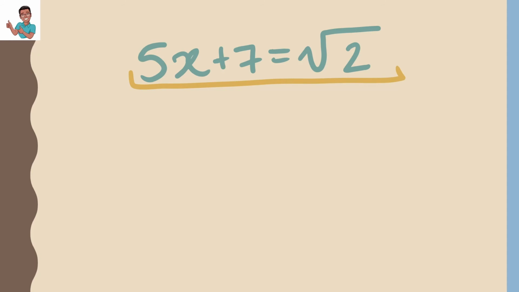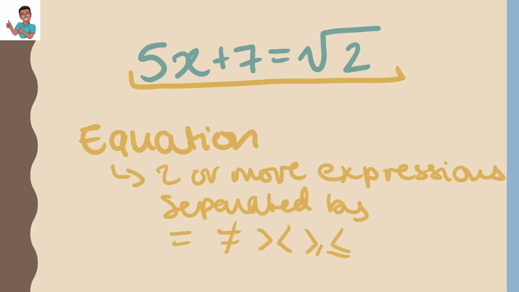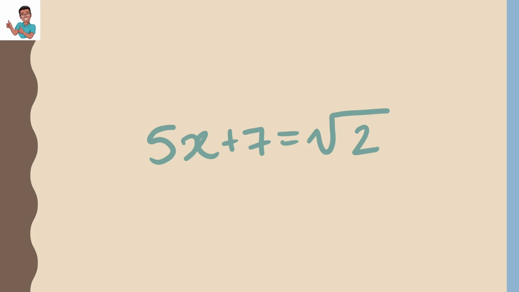Here I've underlined 5x plus 7 equals the square root of 2. This is an equation. An equation consists of two or more expressions separated by equals, not equal, greater than, less than, greater than or equal to, or less than or equal to. We have fully analysed this equation.